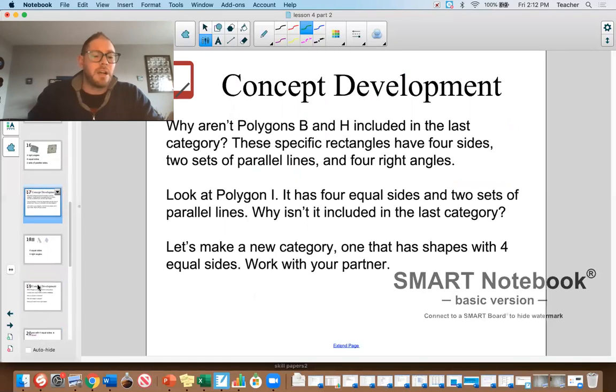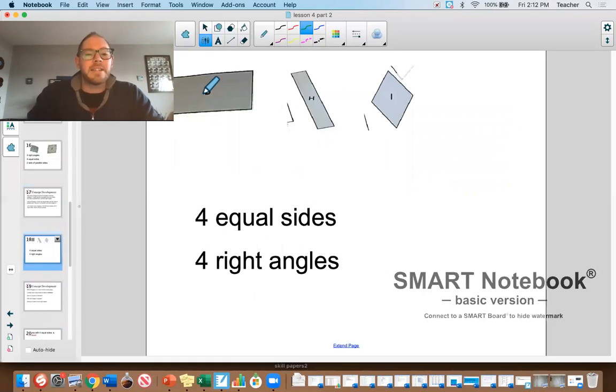Well, let's have a look. Here's B and here's H. Do they both have 4 right angles? Yes, they do. Do they both have 4 equal sides? No, they don't. This side is not equal to this side, and this side is not equal to this side either. So they don't have 4 equal sides, even though they have 4 right angles.